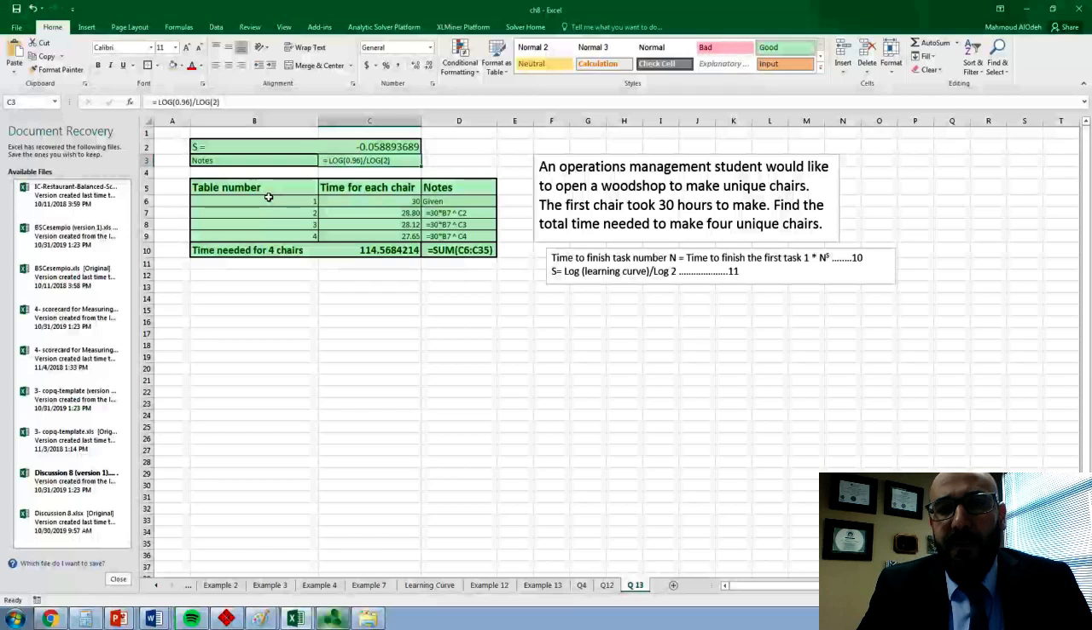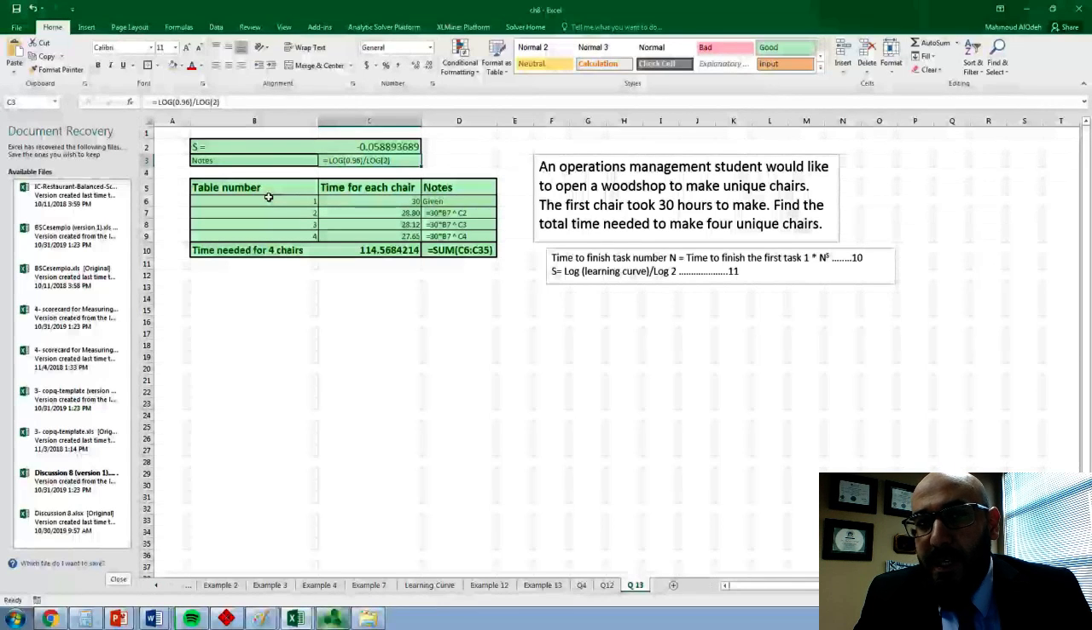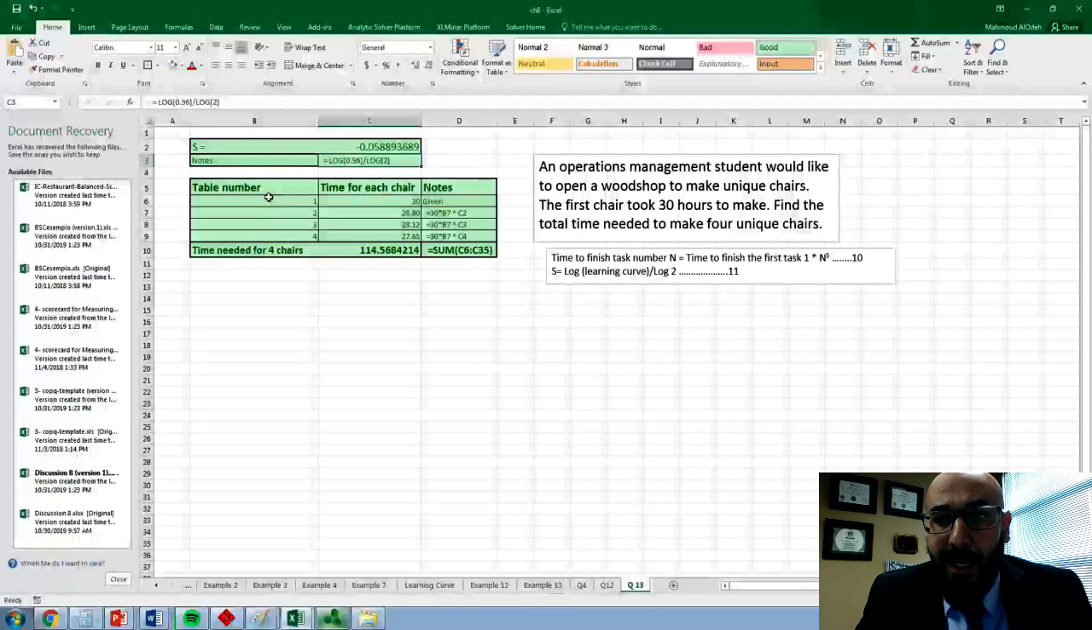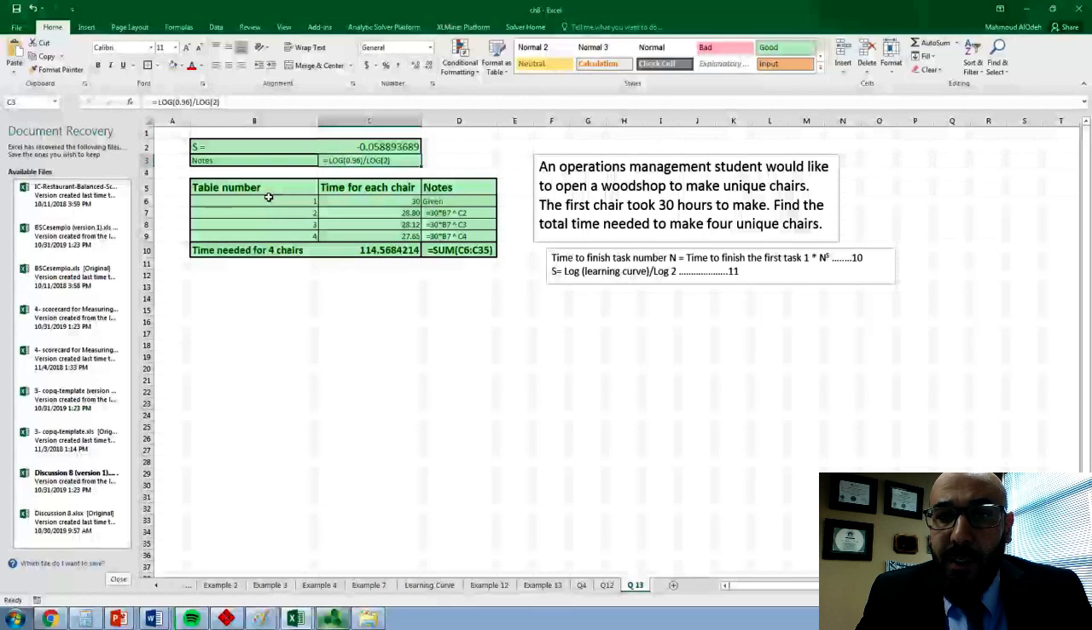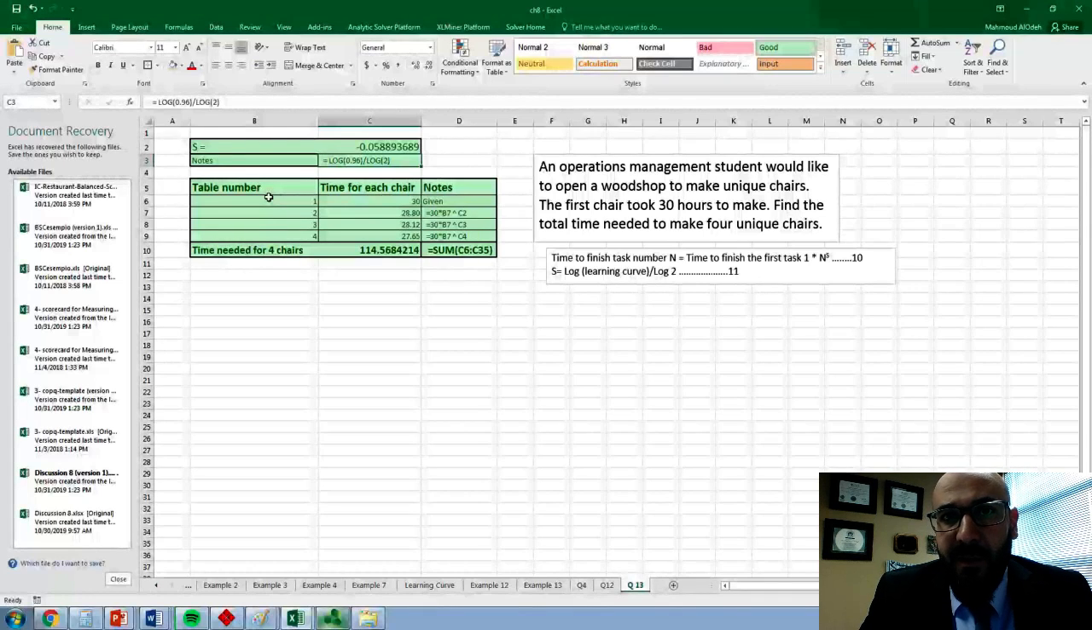So for the learning curve, we use the time to finish task number n equal to the time needed to finish the first task times n, which is the number of units, to the power of s. And s can be calculated by the natural log of the learning curve divided by the natural log of 2. And these are equations 10 and 11 in the textbook.